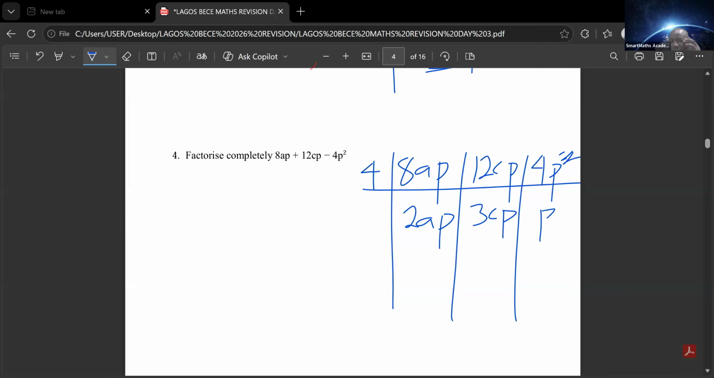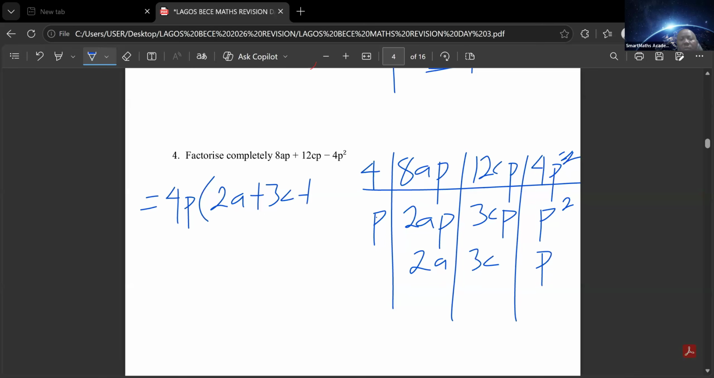The last one that can go is p. So 2ap divided by p remains 2a. 3cp divided by p remains 3c. And p squared divided by p gives us p. So our answer will then be 4p open bracket 2a plus 3c plus p. So that gives us the final answer. Okay, that is that on this.